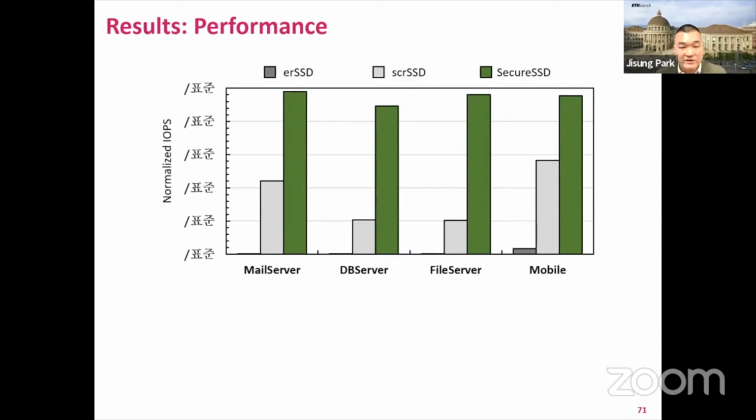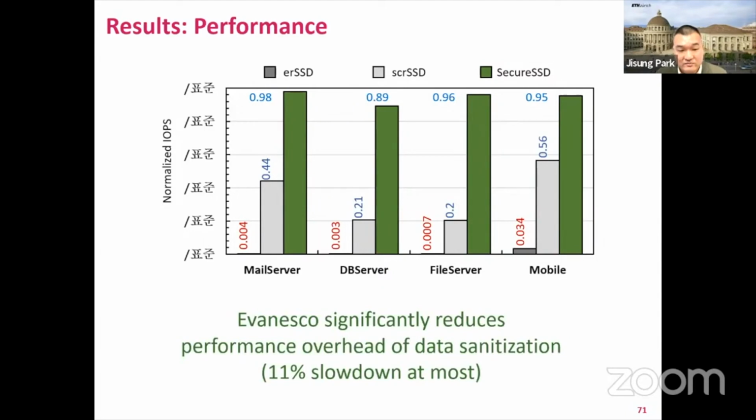Okay, for evaluation, we compare the performance of SecureSSD against two SSDs, ERSSD and SCRSSD, which perform immediate block erasure and scrubbing, respectively, whenever a page is invalidated. We normalized the performance of the three SSDs to an unmodified SSD that does not support any data sanitization and thus has no performance and lifetime overheads. As the graph shows, SecureSSD provides comparable performance to an unmodified SSD, while existing solutions significantly degrade SSD performance due to a large amount of copy operations for valid pages. So SecureSSD significantly reduces the performance overhead of data sanitization.